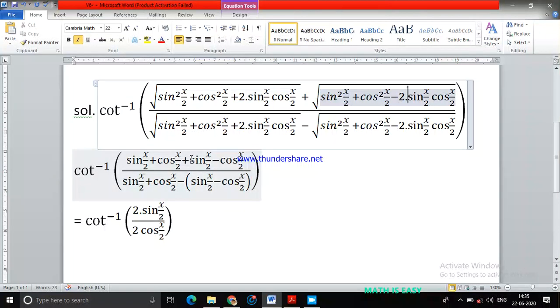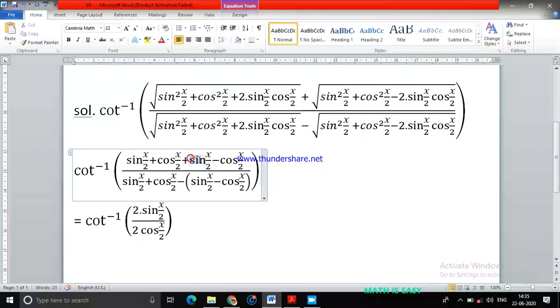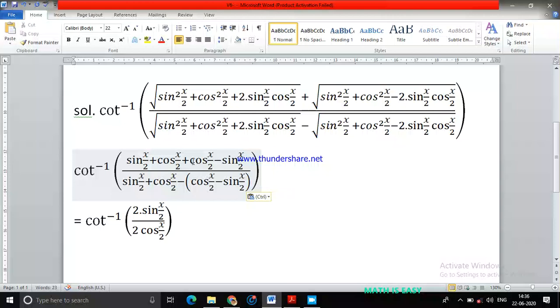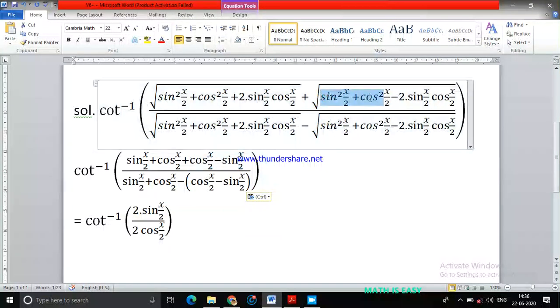So here what I can do is, this I can write as cos x by 2 minus sin x by 2 whole square. Okay, cos x by 2 minus sin x by 2 whole square. Even in the denominator also, I am going to replace this one as cos x by 2 minus sin x by 2 whole square. Now by writing this way, even if I expand this one as cos x by 2 minus sin x by 2 whole square, I am going to get the same term.